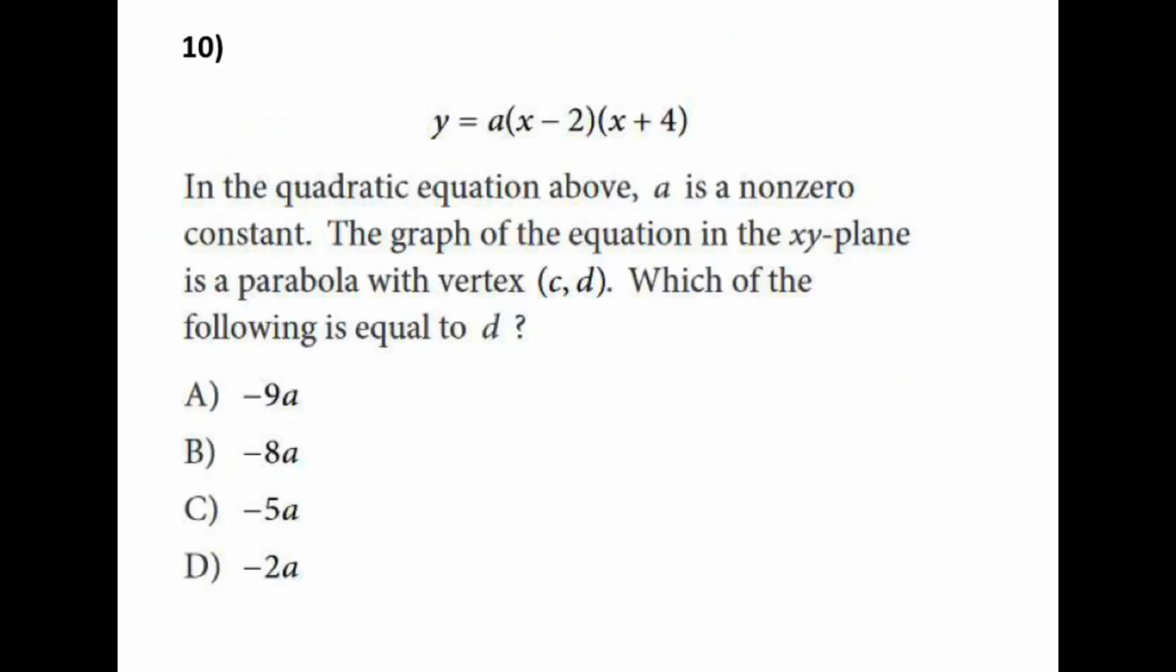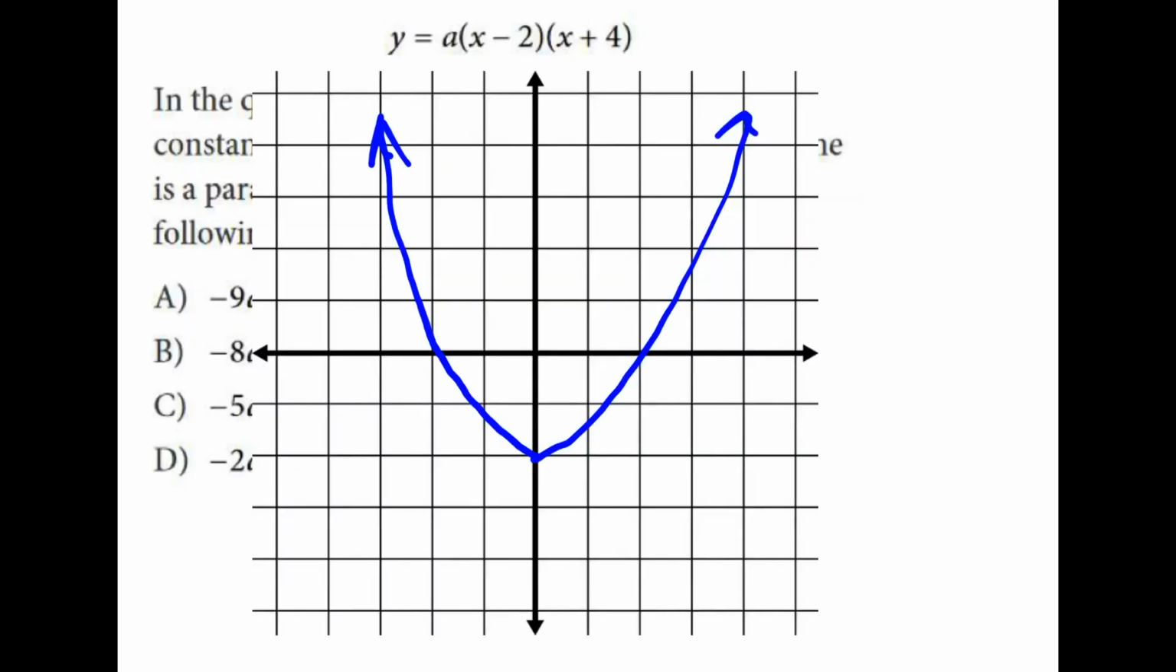Number 10, in the quadratic equation above, a is a non-zero constant, and the graph of the equation in the xy plane is a parabola with the vertex (c, d). Which of the following is equal to d? So a parabola might look like this. And it turns out we can use the zeros to figure out the vertex, because the zeros are symmetric around the vertex, which is going to be the lowest or the highest point. So if we could figure out the zeros of this graph, for example, we can figure out the vertex by taking the midpoint of the two zeros.